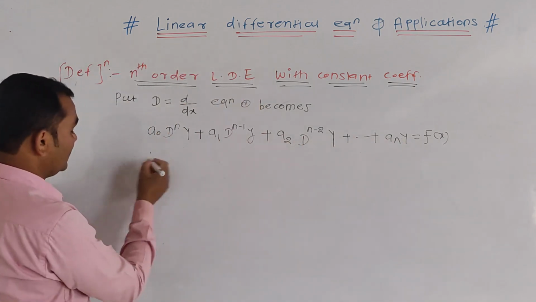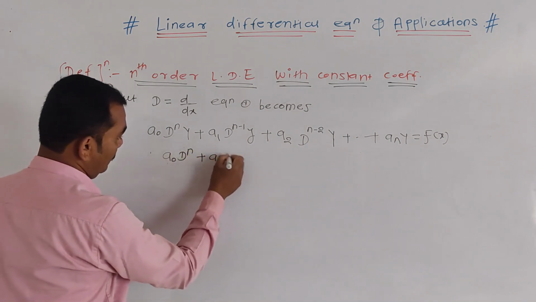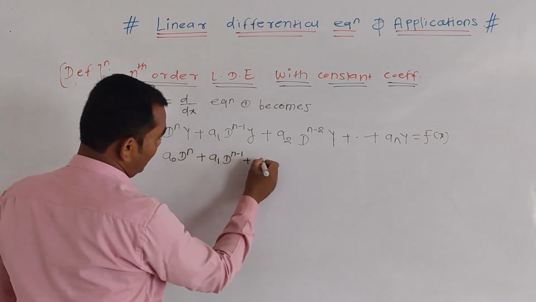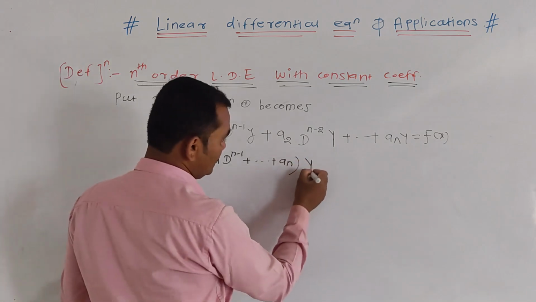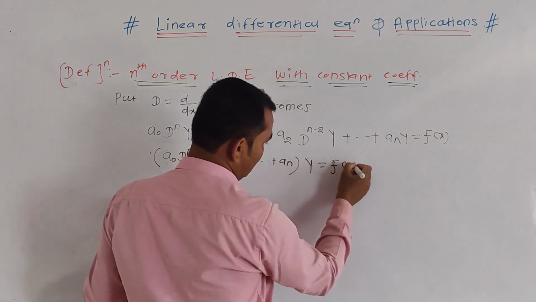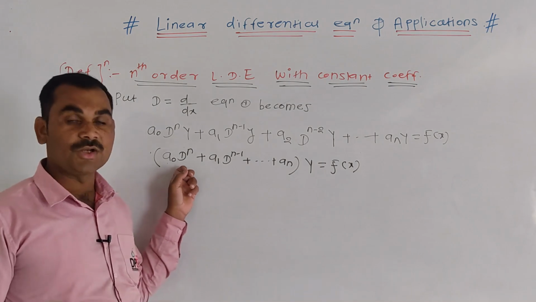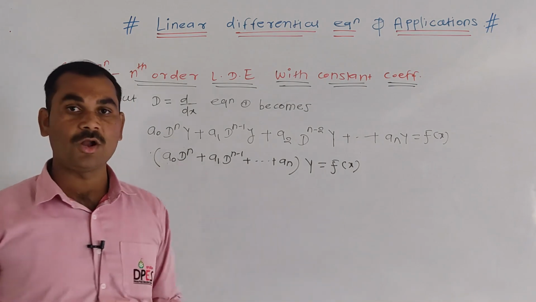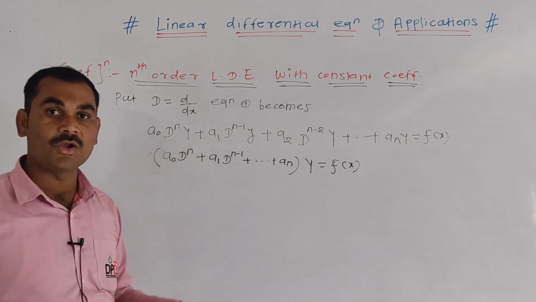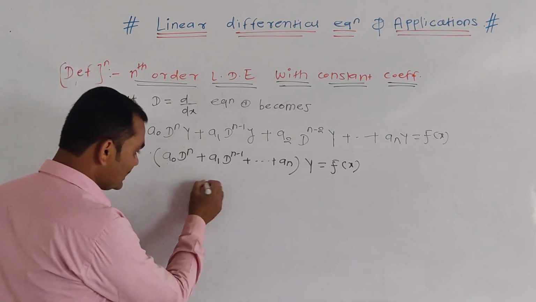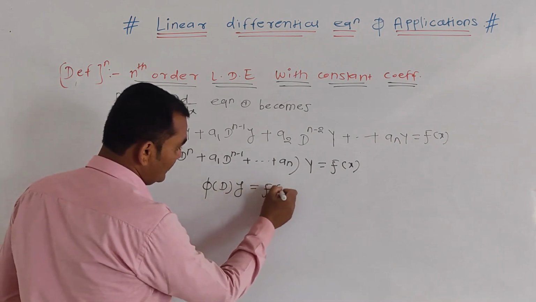Take y common. तो क्या बचेगा यहाँ पे, a0 D raised to n plus a1 D raised to n minus 1 plus last term an into y is equal to क्या जाएगा, f of x. Okay, but observe here, this bracket is your function of D. Okay, we have to replace this bracket as a function of D. तो क्या जाएगा, this is function of D, that is phi of D into y is equal to f of x.